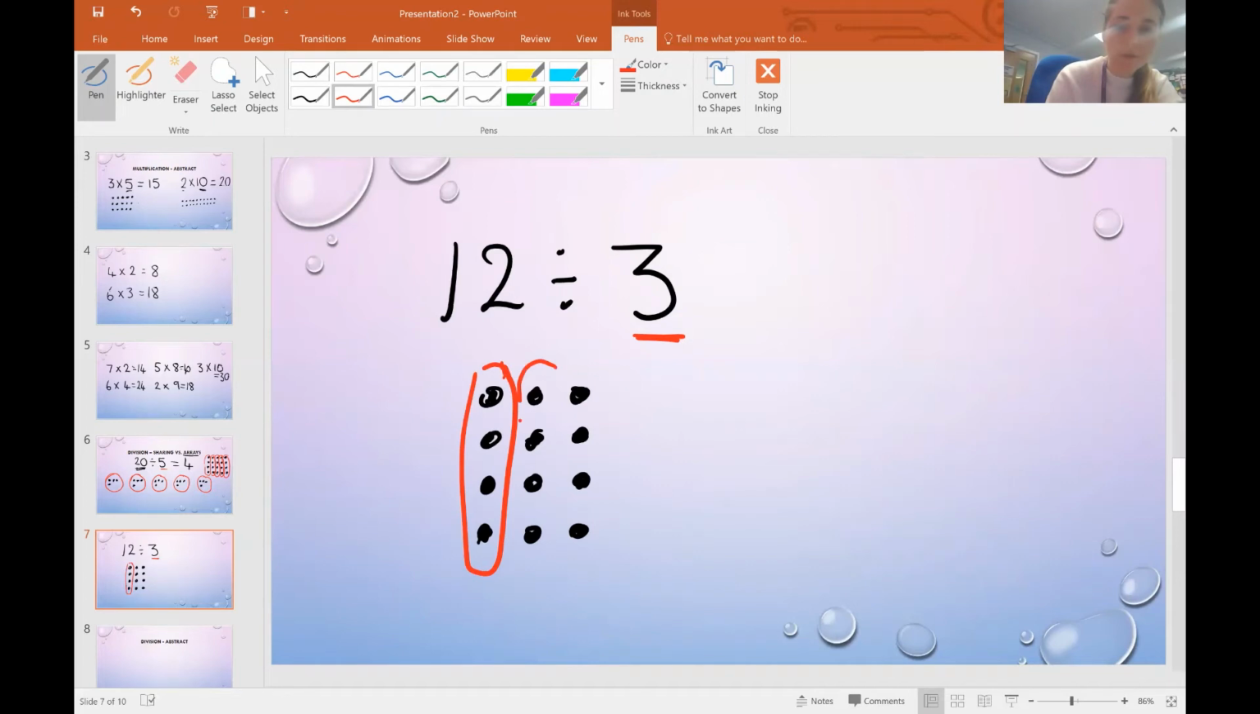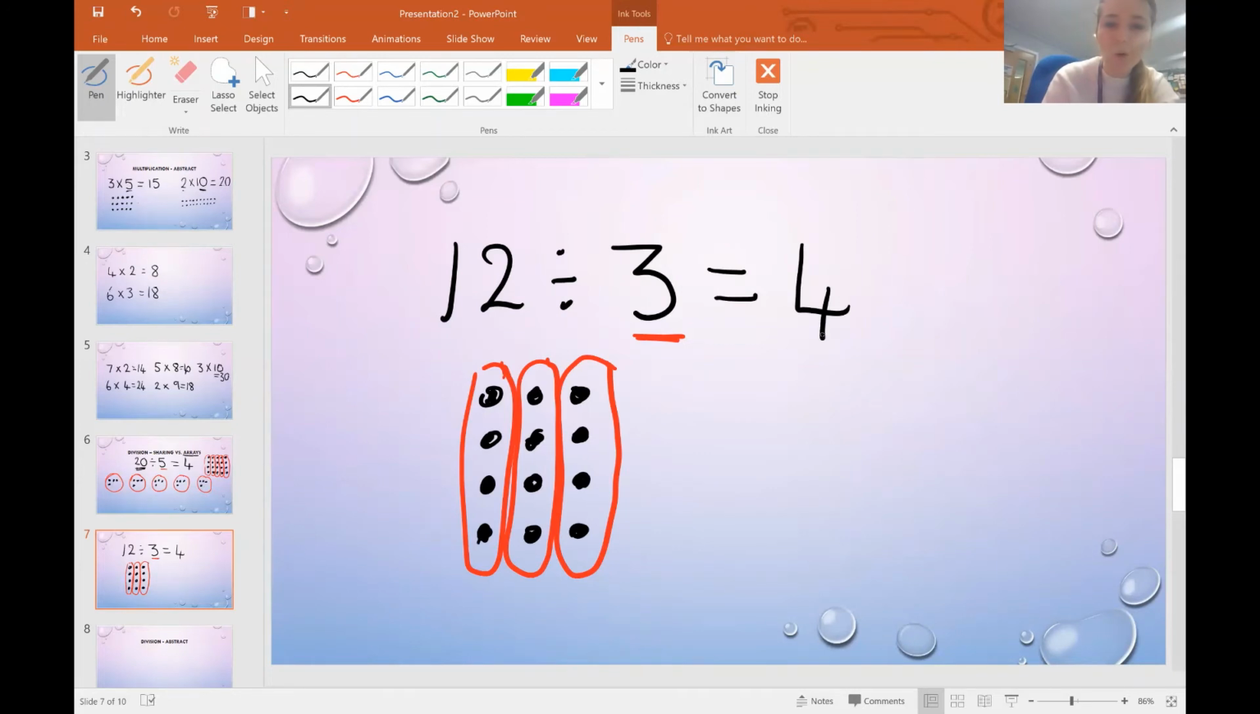1, 2, 3. How many have I got in each group? 4. Well done. I've got 4. 1, 2, 3, 4. There's 4 in each group. So that's really great. So I know that 12 divided by 3 equals 4.